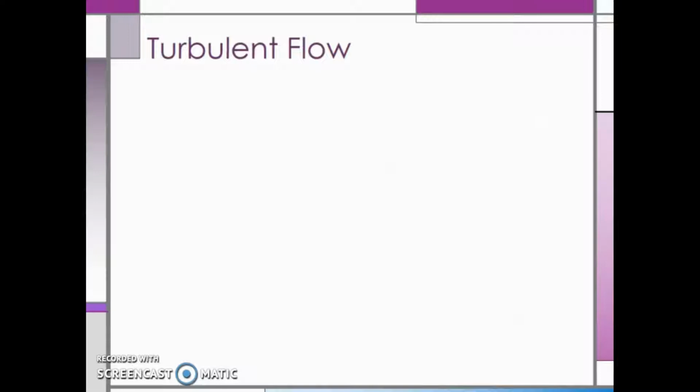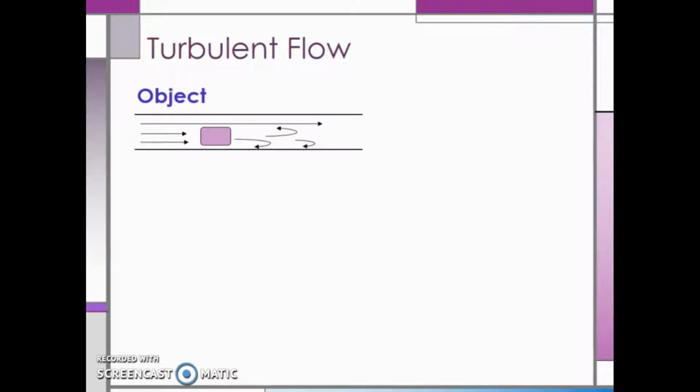Let's take a look at a couple of different ways that we can get turbulent flow. First of all, if we have an object obstructing the path of the particles, we may get turbulent flow downstream, as seen in the first image. Some of the fluid may continue on its streamlined path, but other particles will be blocked.